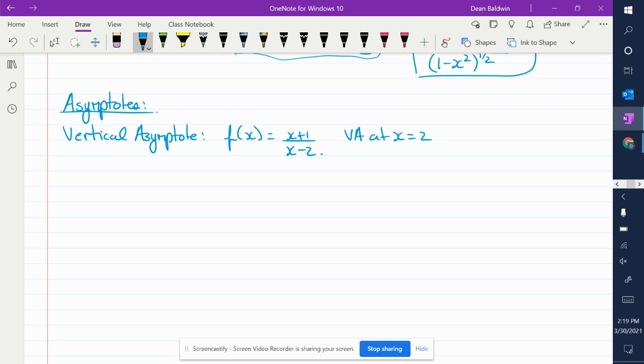The actual definition, you don't have to know this, I'm just going to give it to you, of a vertical asymptote is the limit as x goes to c, some constant, of your function equals positive or negative infinity, which means you're dividing by 0. Okay, that's what it means. So you can see here, if you put a 2 in, you're dividing by 0. It's going to positive or negative infinity. That is the definition of a vertical asymptote. All right, you know that from Math 12.